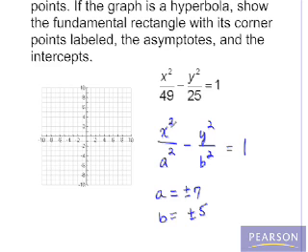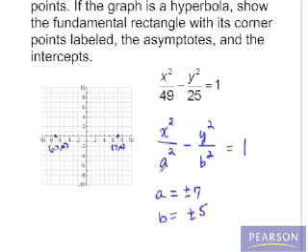So our two x-intercepts occur at positive 7, 0 and negative 7, 0. So label those 2 points. Here we have positive 7, 0, and out here we have negative 7, 0. So our hyperbola will pass through those 2 points.